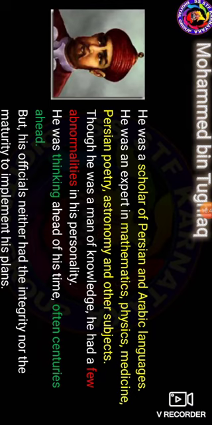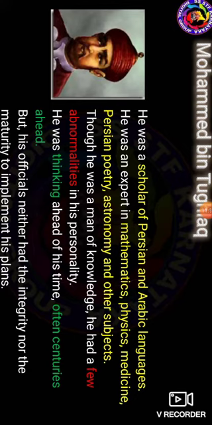And the next important king is Muhammad bin Tughlaq. He was a scholar of the Persian and Arabic languages, and also an expert in mathematics, physics, medicine, Persian poetry, astrology and other subjects. He was a man of knowledge.